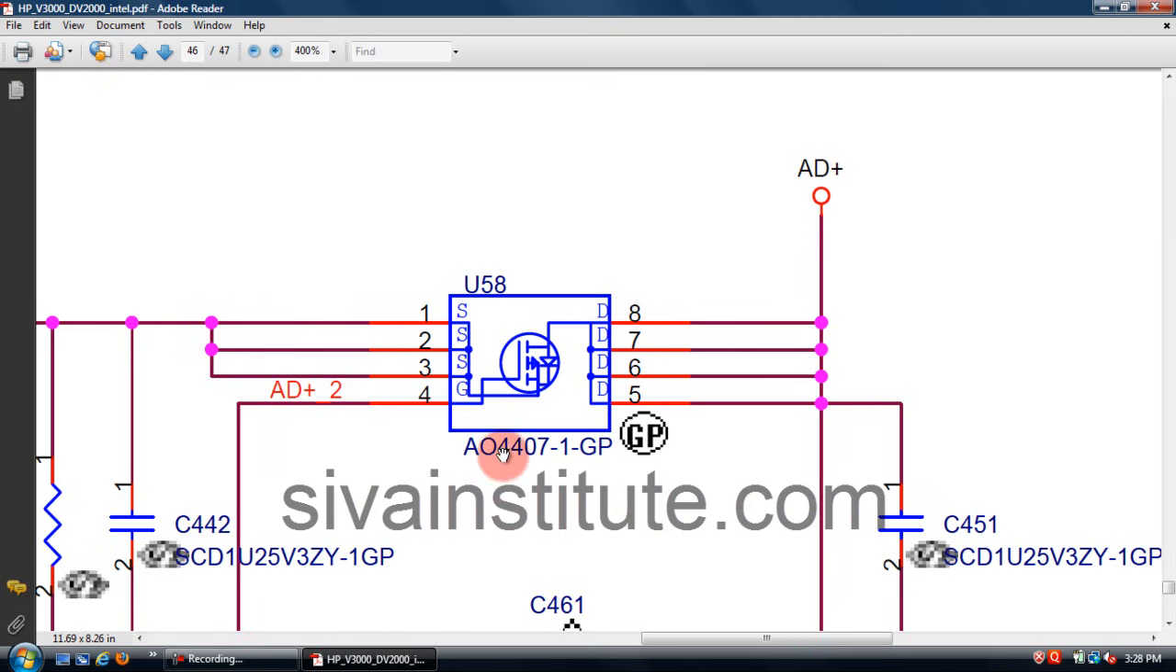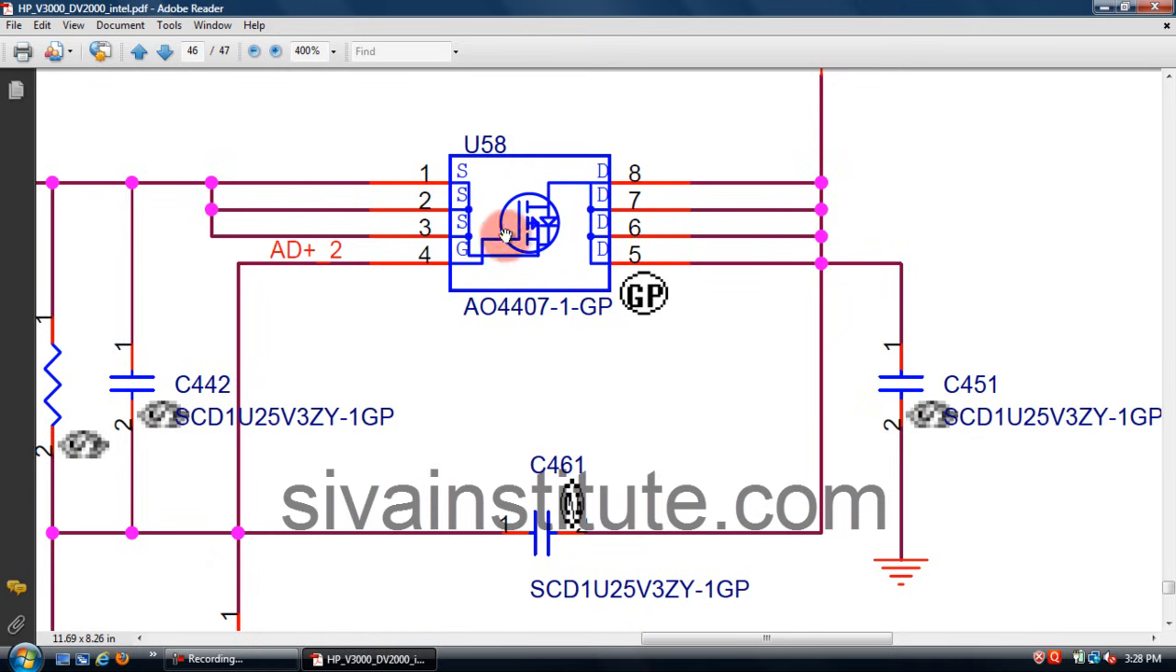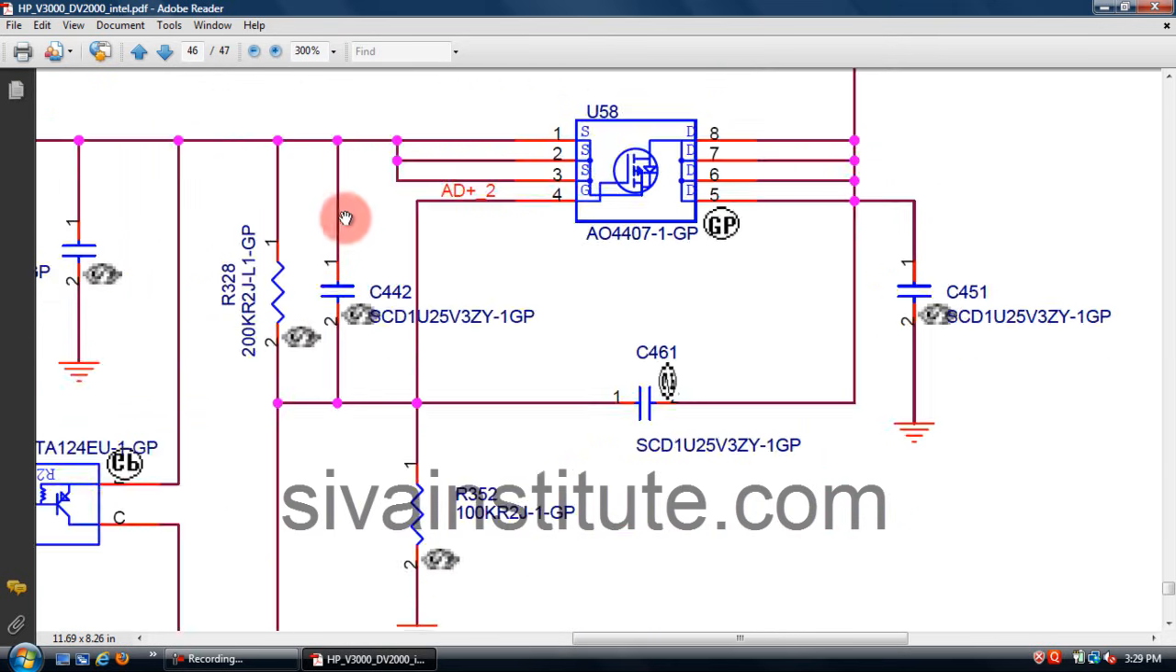This FET is a P channel FET. In a P channel, the input is the source and the output is the drain. When you give negative voltage to the gate, it will start to function. If there is no output here, you should check the gate voltage. See here, the gate negative voltage is important for a P channel.